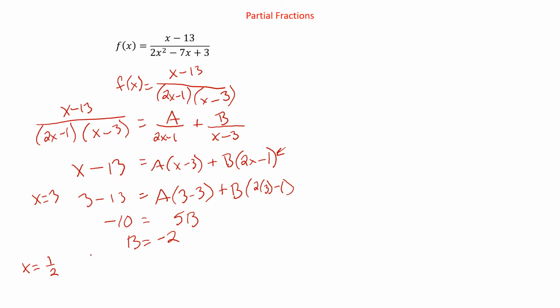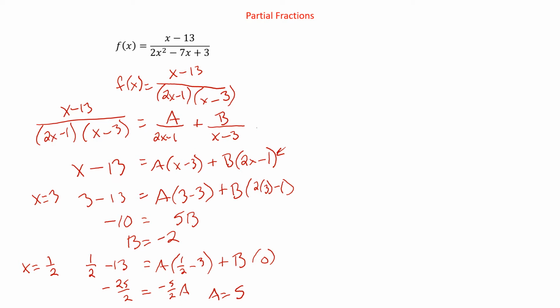So we'll have 1 half minus 13 equals a times 1 half minus 3 plus b times 0. So 1 half minus 13 is negative 12 and a half. We're going to have to divide, though. So let's make that negative 25 halves equals 1 half minus 3 is negative 2 and a half. So let's make that negative 5 halves a. We can flip and multiply to get a equals 5. So now we have b, we have a.